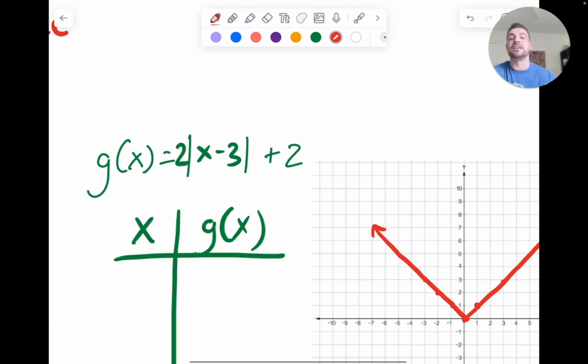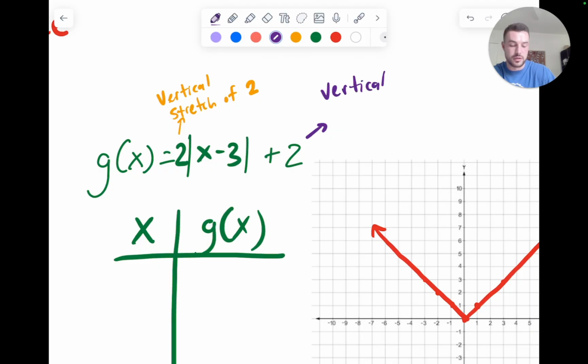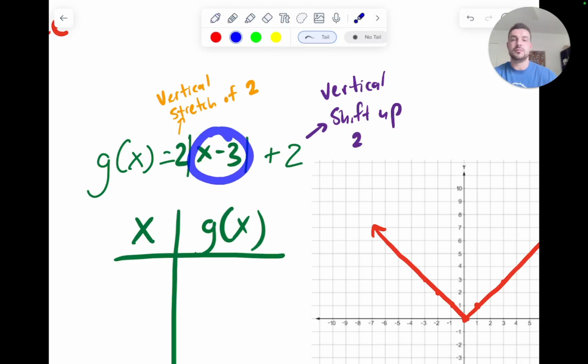What we need to do is identify our transformations. As we learned before, whenever we have multiplication in front of our function, it is going to be a vertical stretch. In this case, it is of 2. I've got a plus 2 at the end. That's going to be a vertical shift up 2. And I know that because outside, not directly attached to my x value, means vertical. Adding or subtracting means a shift. And so it's a vertical shift, and we're adding 2, so it is up 2.